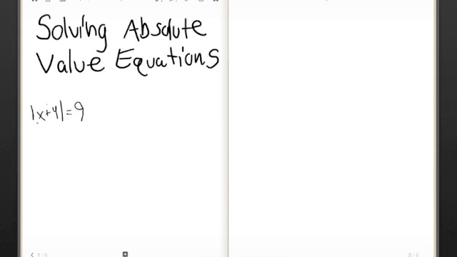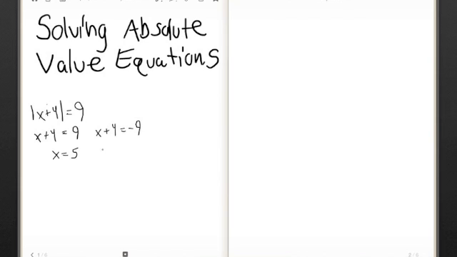So just to remind you what absolute value is, absolute value just means distance from 0. The absolute value of x plus 4 equals 9 means that x plus 4 is 9 away from 0. So because it's 9 away from 0, the value of it could be 9, or it could be negative 9, since negative 9 is also 9 away from 0.